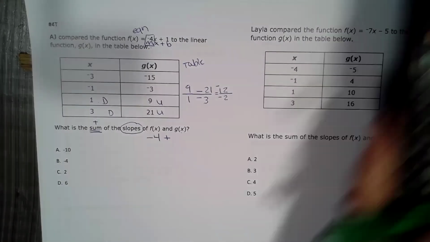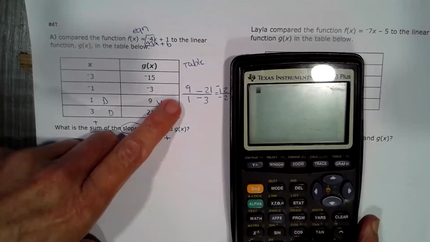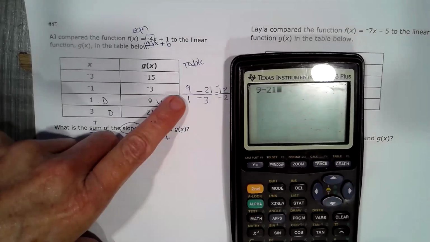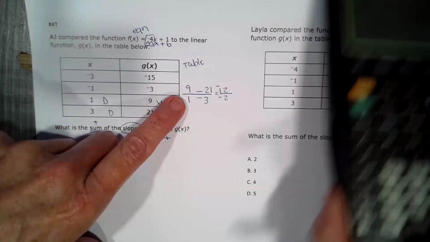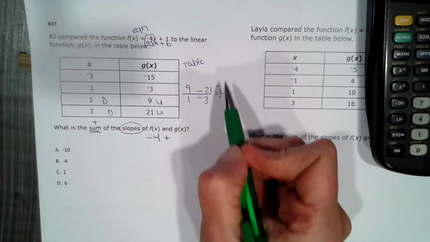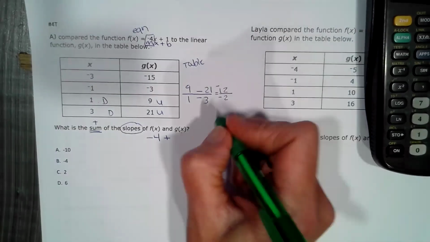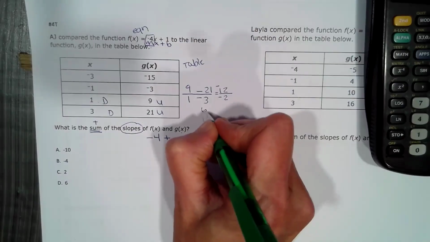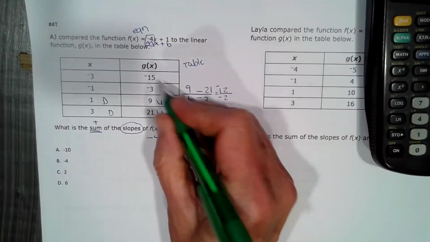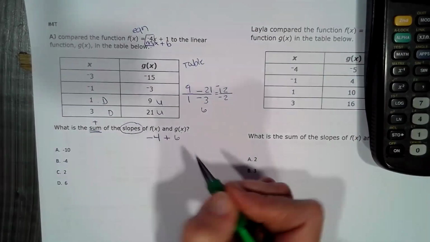Do that right. Sorry, y'all, losing my mind. 9 minus 21. I'm just going to use the calculator. Yes, -12. My fault. Now, when I simplify this, negative divided by negative is positive. So this is going to be a +6 for this slope. So I'm going to put a 6 here.